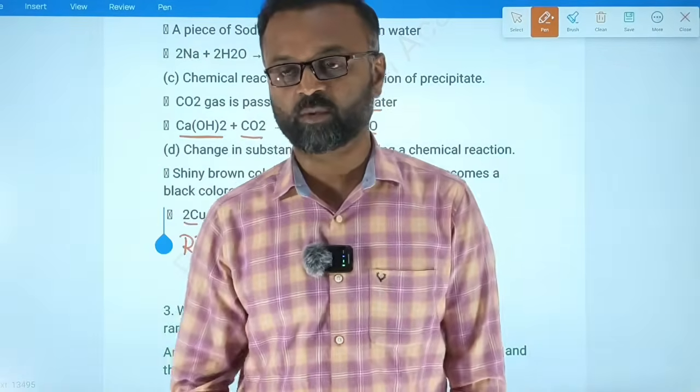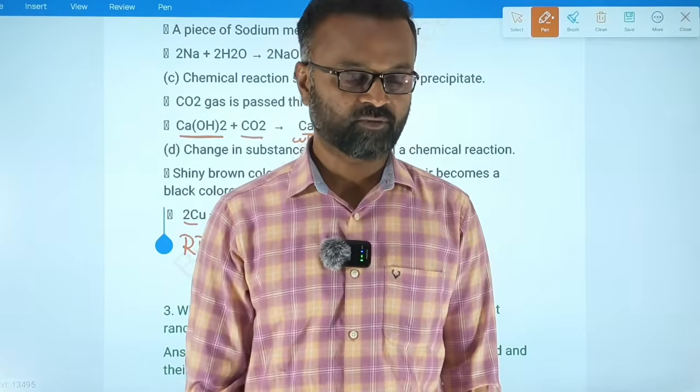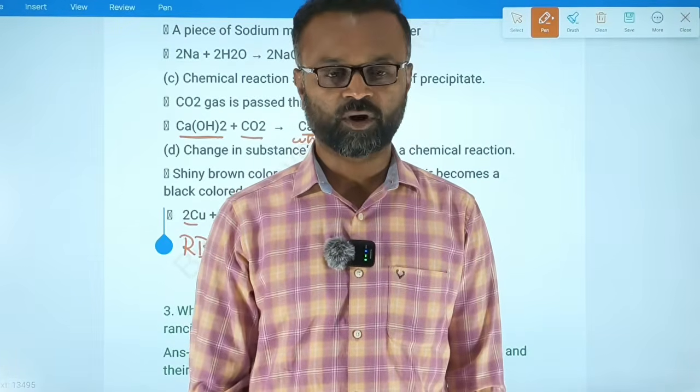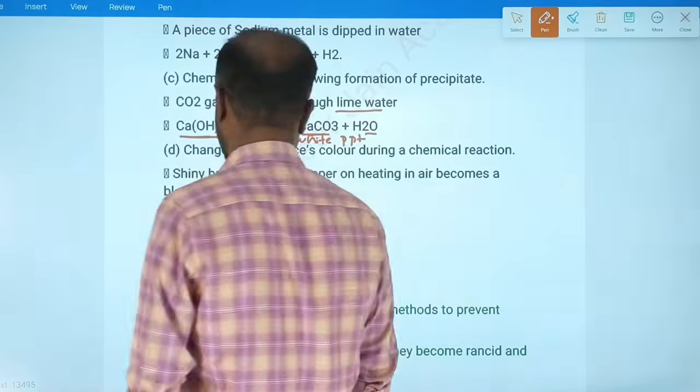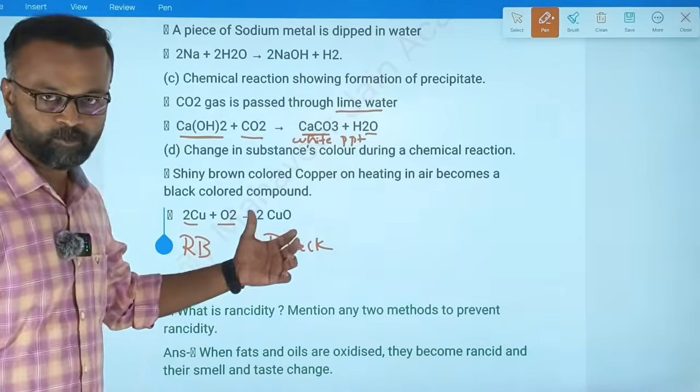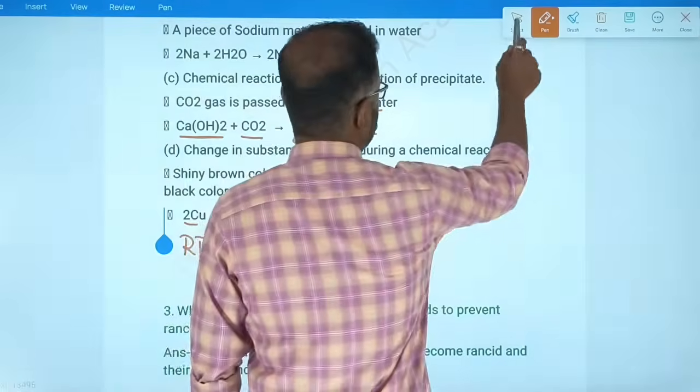Name the element X which, when heated, will form the black color compound. Name the compound X, so they'll ask. So this is what the question is about. Is it clear this one? Yes? Okay, fine. The next one, see here.